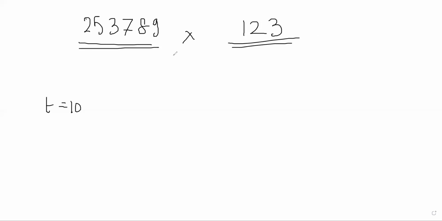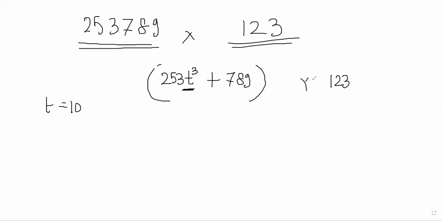You could also do it like basically 253 T cube plus 789, right? And T cube is 10. T is equal to 10. This polynomial multiplied by this polynomial, 123 is a constant, right? There are multiple ways to do it. This polynomial into this polynomial also you could multiply by method of detached coefficients, but this has too many multiplications. So I prefer the normal way of writing it as 253789 times 123.